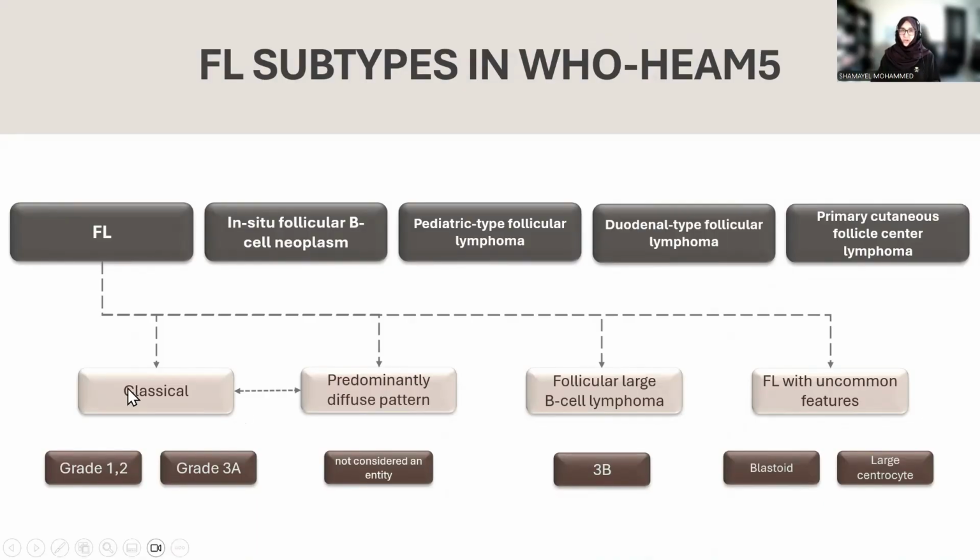After that, you have the classical, the predominantly diffuse, and the follicular large B-cell lymphomas, or what used to be called 3B. The last morphological variant is the follicular lymphoma with uncommon features, and these consist of the blastoid and the large centrocyte variant. So more and more studies are emerging describing follicular lymphomas with these atypical features, but you still can't push them into the category of transformed follicular lymphomas.